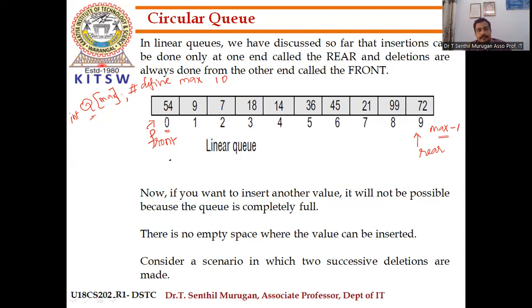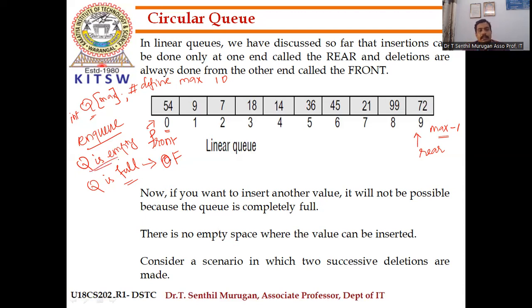Whenever we insert an element, we have to check whether the queue is empty or not. Whenever we do the NQ operation, NQ means the insert operation, what are the conditions we are going to check? First, whether the queue is empty or not. And we have to check whether the queue is full or not. If it is full, we are unable to insert any other element. That's why we simply print that the queue is full, or overflow.